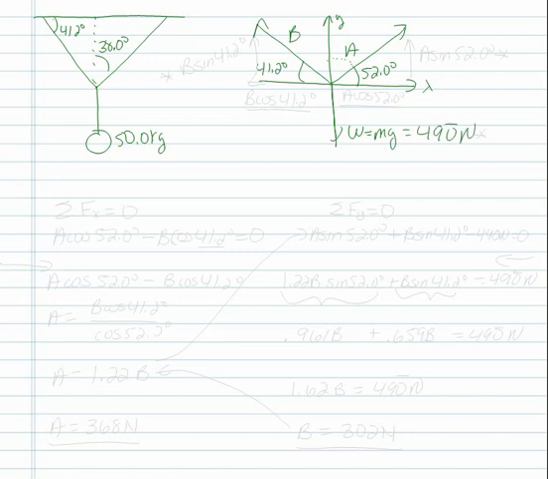So what do we do? Same as last time, resolve into components. X component, A cos 52. Y component, A sine 52. X component over here, B cos 41.2. And then the Y component, B sine 41.2.